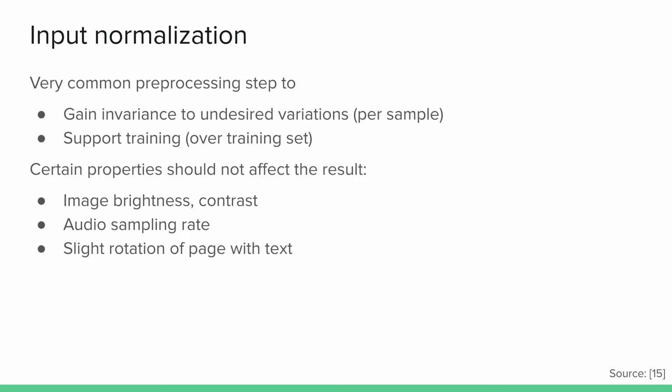So if you have an image that is a bit brighter or a bit darker, that slight variation shouldn't affect whatever we're trying to achieve. So we can gain some invariance to these variations, intra-class variations, and ultimately it can support our training if we normalize our entire training set to make it look more homogeneous. The underlying assumption is the following, that certain properties of our data are relevant and other properties are not. And the network should learn to distinguish between things that are relevant and that are not relevant.